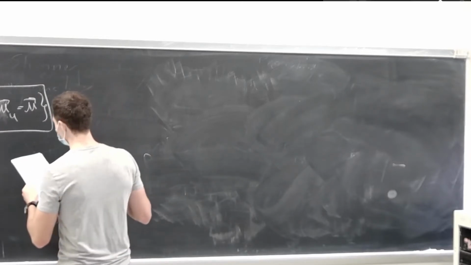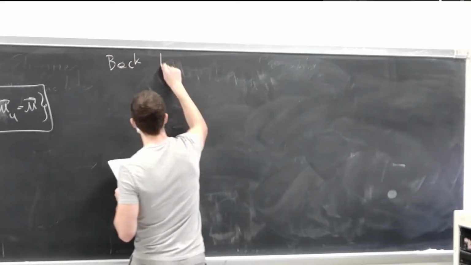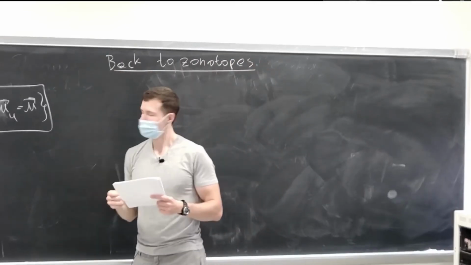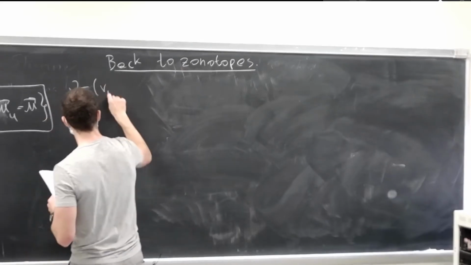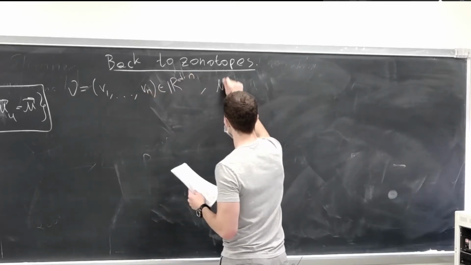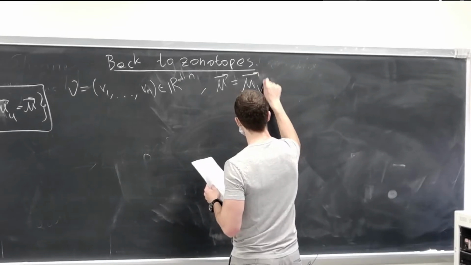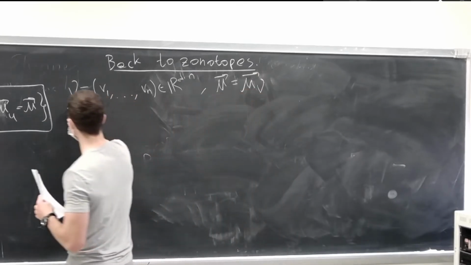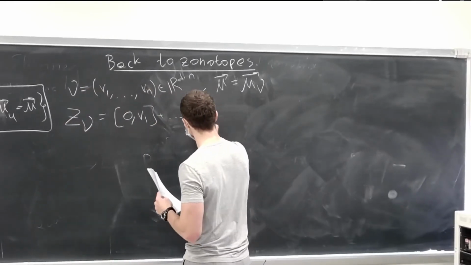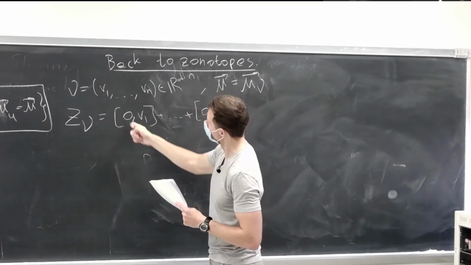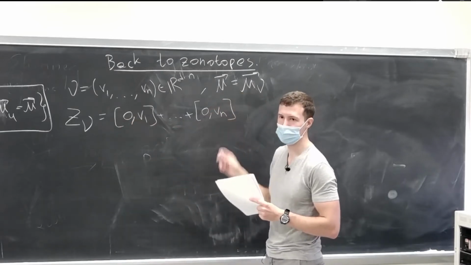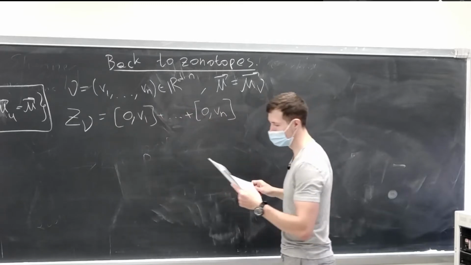All right. Back to zonotopes. Let's say I have a vector configuration, and let's say I look at the corresponding oriented matroid. And let's say I look at the corresponding zonotope, which is the Minkowski sum of these line segments. In this case, it would actually be more natural to take this from negative V1 to V1 and negative Vn to Vn. But let me just take from 0, because that's easier to draw.